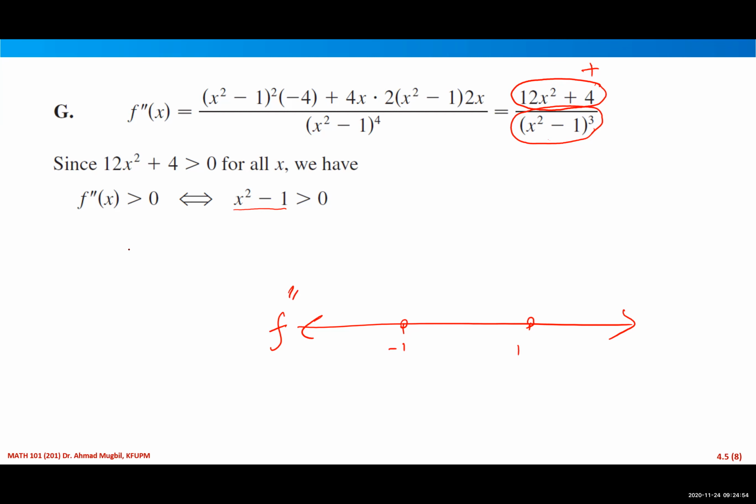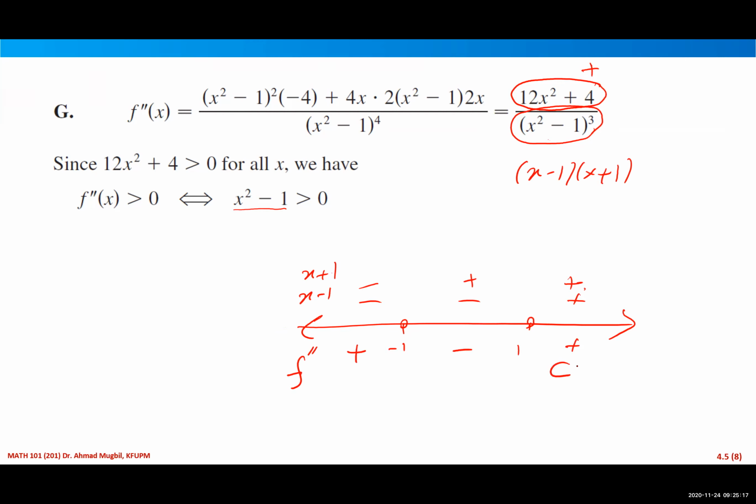The second derivative is now x minus 1 times x plus 1. So it will be positive if, let me write the second derivative here. And here we have x minus 1, here x plus 1. So for x minus 1, it will be positive here, negative there. For x plus 1, it will be positive here, negative here. So in total, this will be positive here, negative, positive.